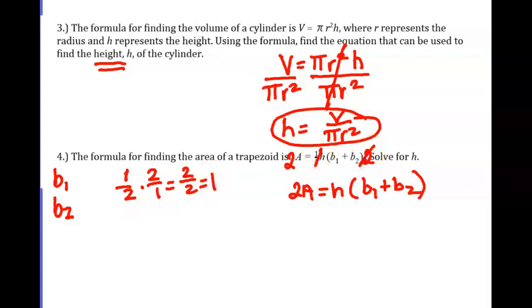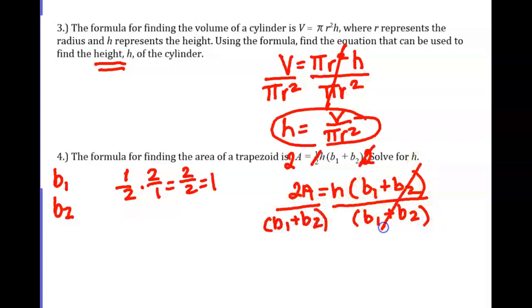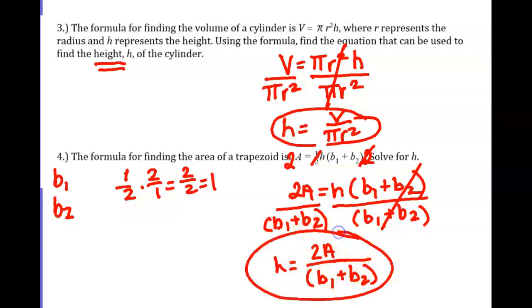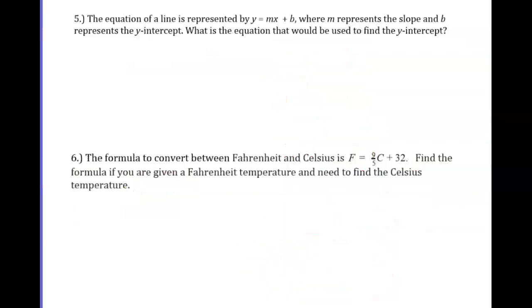So we have the h left. Whoops, let me erase that. We still have an h, we just canceled out the 1/2. Now, we're solving for h, so all we have to do is divide both sides by B1 plus B2. Whatever we do to one side, we do to the other, and they cancel out. We're left with h equals 2A over B1 plus B2, it's all divided by B1 plus B2. That's our answer.